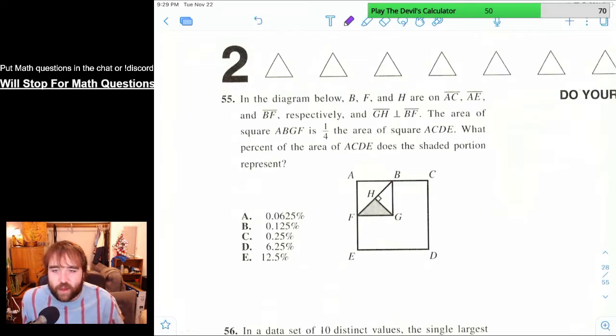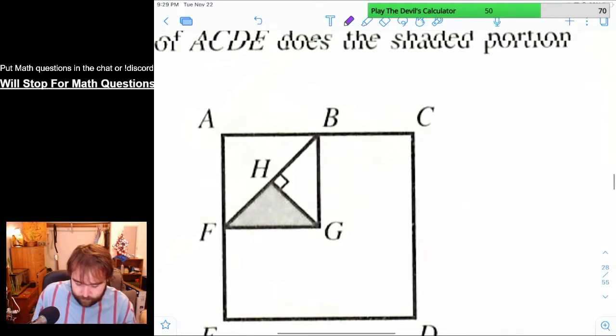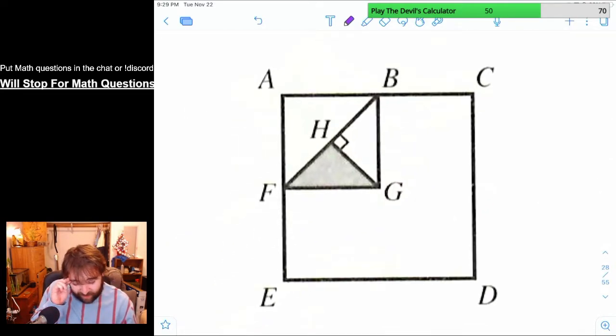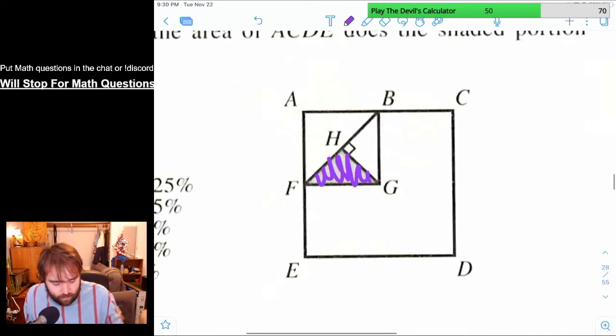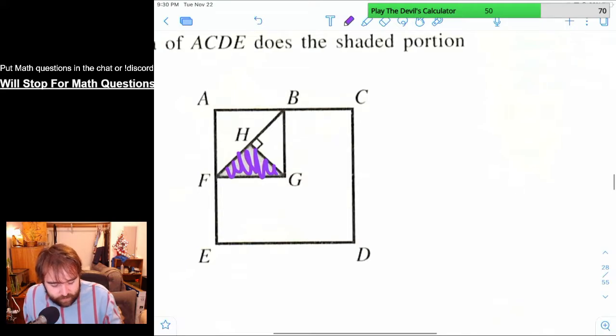All right, so we got the diagram. The area of the square is 1/4 of the area of the whole thing. I can see that. What percent of the area of the big square does that portion ACDE represent? Whoa, that's weird. I mean, we can definitely just look at it. I feel like we don't need to prove anything. We got the right angle there. We see what's going on. This is 1/4 of that square. But this square is 1/4 of the other one.